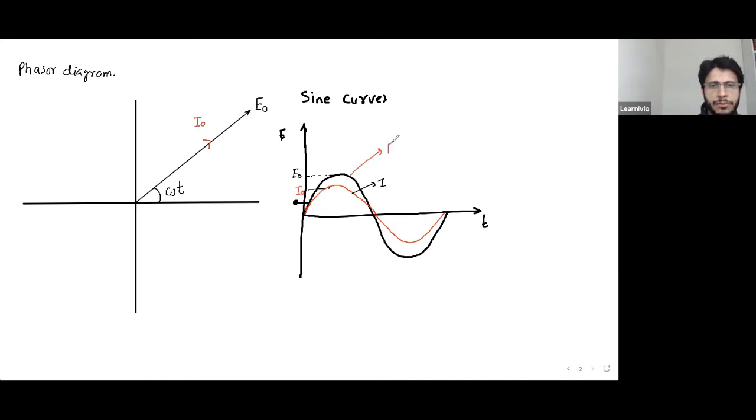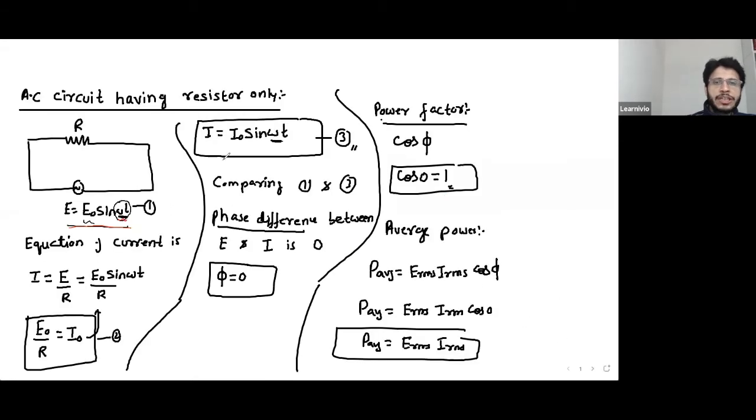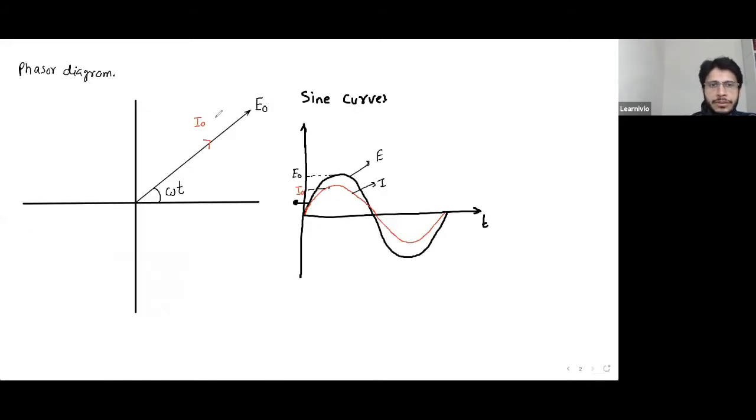This black one is for EMF and the red one is for current. So the sine curve means just plot the EMF versus time graph and the current versus time graph. Both EMF versus time as well as current versus time are sinusoidal functions. So the graph would be sinusoidal. Both are sinusoidal functions. Just their peak values are different.